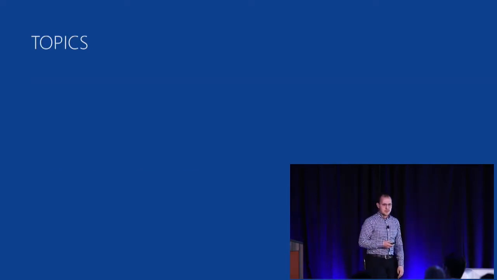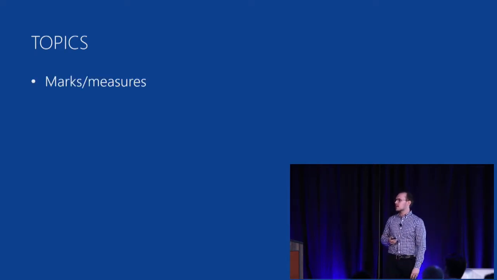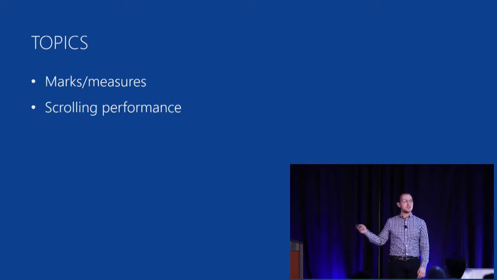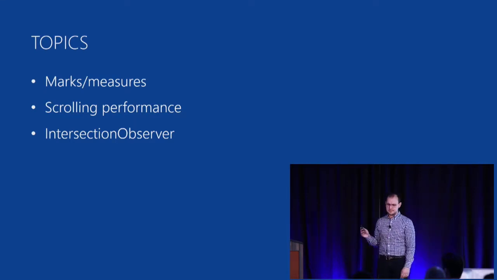So in that vein, what I'm going to do in this talk is cover 3 basic topics to hopefully give you an idea of how you can start to look at your website's performance and start to think of solutions to problems you may see there. The first thing I'm going to talk about is marks and measures. Then I'm going to cover scrolling performance. And then I'm going to finish with intersection observer.